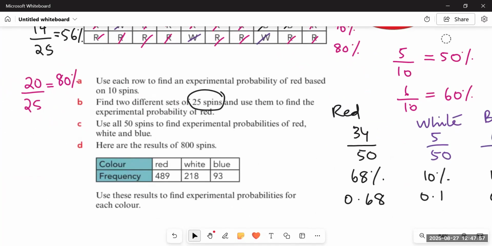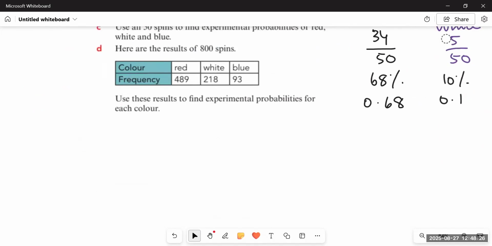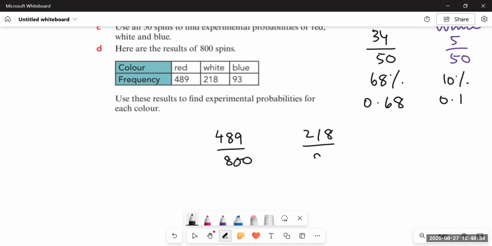Now in the next part, what do we have to do? Here are the results of 800 spins. Now they are already providing us with the number of results. So it was spun 800 times, and out of 800 times, we got 489 out of 800 red, 218 out of 800 white, 93 out of 800 blue. We have to use these results to find the experimental probability for each color. So how can we do that? It's very simple. We have to do the same, that is 489 out of 800, then 218 out of 800, and then 93 out of 800.